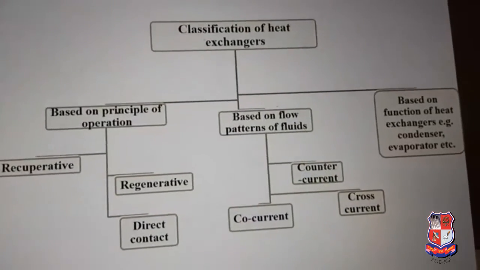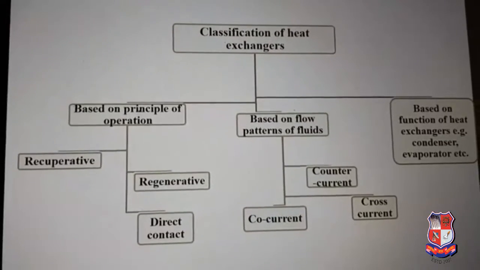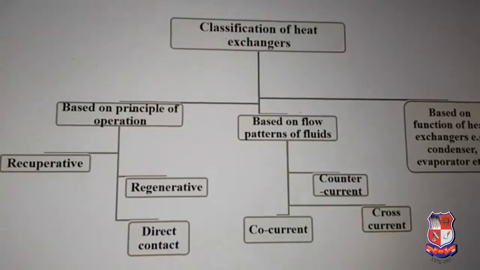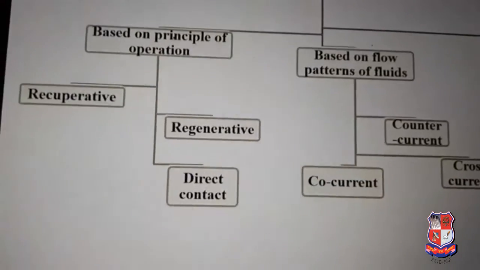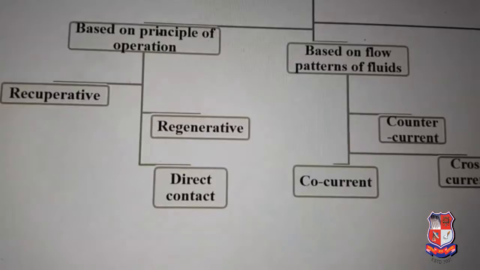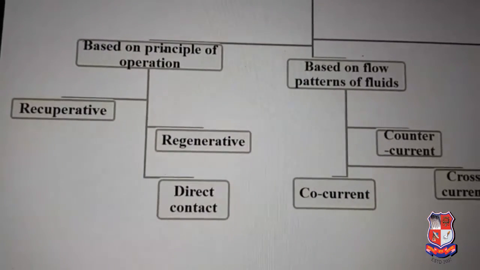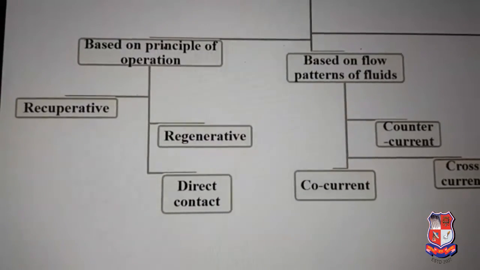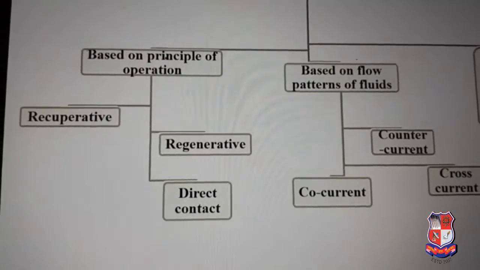Regeneration of heat is involved, so we call it regenerative heat exchangers. Third one is direct contact type. In this, both the hot fluid and cold fluid are in direct contact with each other. They are not separated by any partition. So this is the direct contact type of heat exchangers.